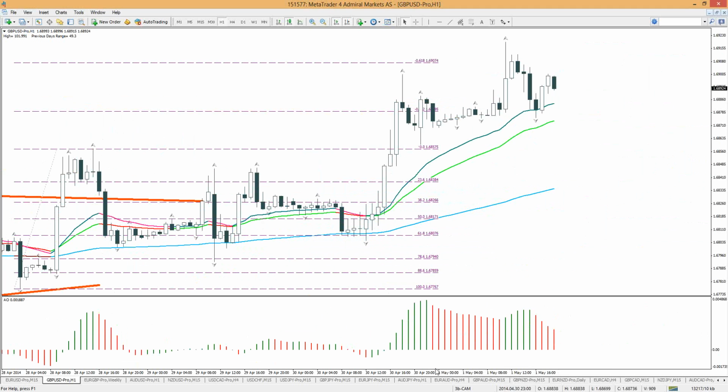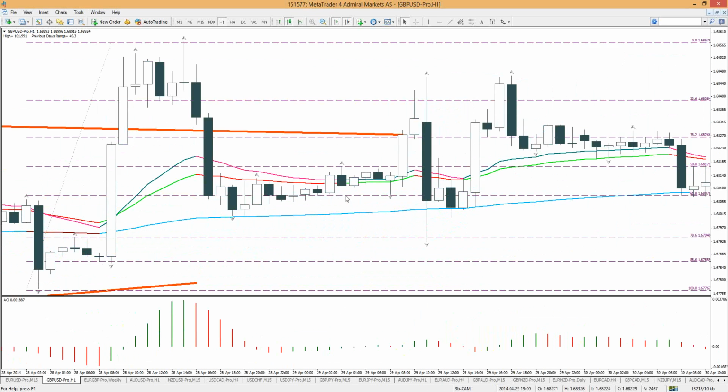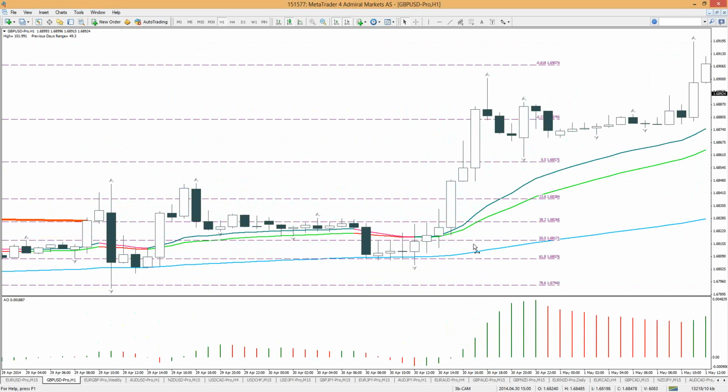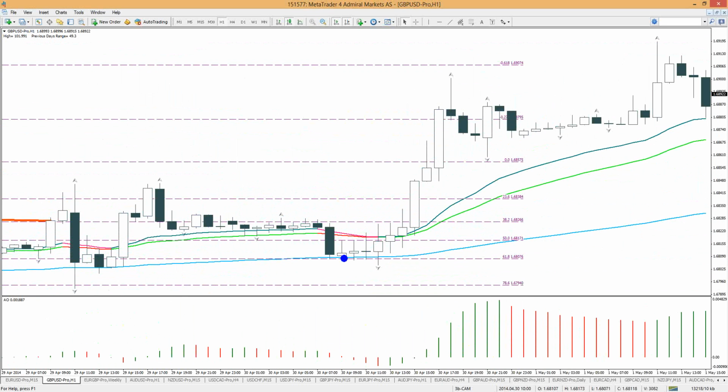And any retracement of these candles could have been an entry. Any of these, at the lows, at the lows, at the lows, halfway, halfway, halfway, and you would have had a perfect entry just using the hourly chart here for this upside spike.